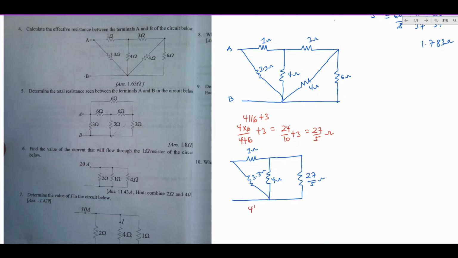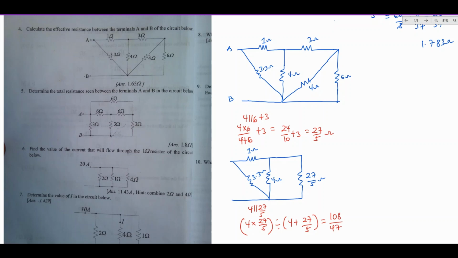So you're going to have 4 parallel 27 on 5. This is what you are going to have. Let's simplify this and see what you're going to get. You're going to have 4 times 27 on 5, all this divided by 4 plus 27 on 5. I'm going to punch everything at once. So you have 4 times 27 on 5, divided by 4 plus 27 on 5. This will give us a value of 108 on 47.